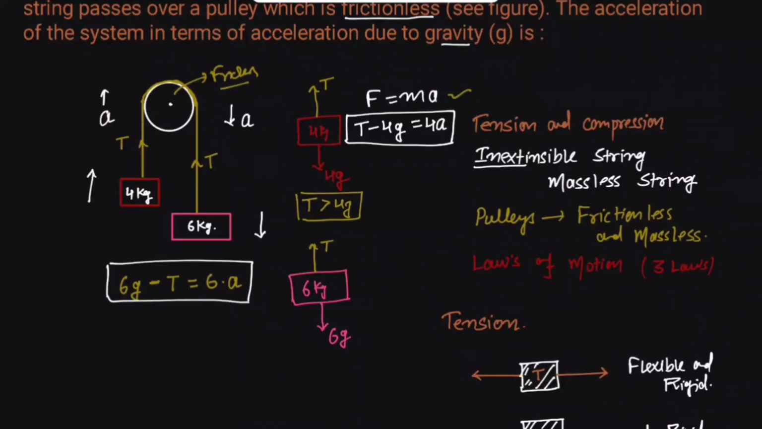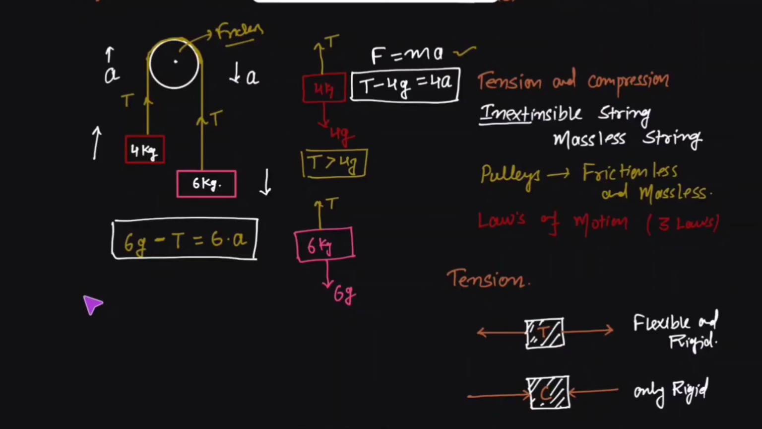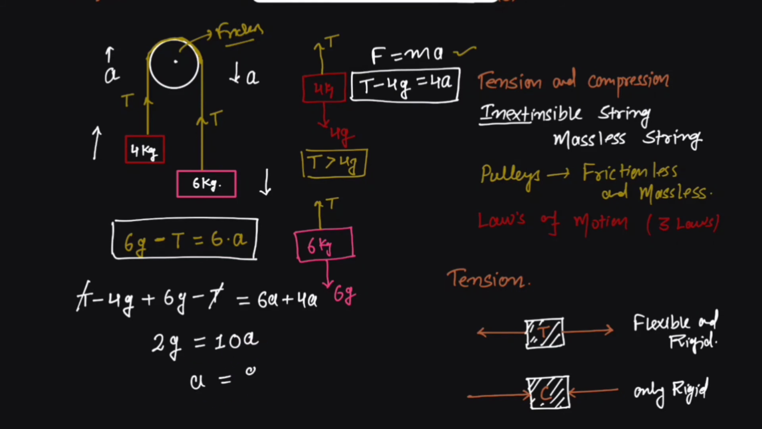This is equation number 2. We simply add equation number 1 and equation 2. So we get T minus 4g plus 6g minus T is equal to 4a plus 6a. T cancels T. 6g minus 4g is 2g. This becomes 10a. So a becomes g by 5. This is the answer, probably option number B.